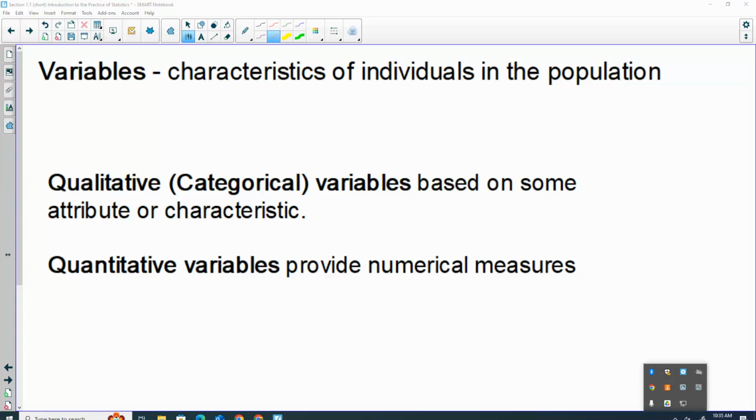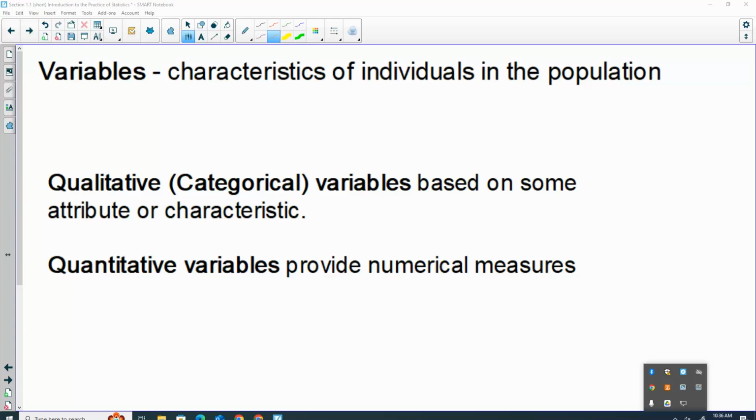Okay. So variable, that's basically what we're collecting information about. It's just some characteristic. And it can be one of two different types, qualitative or quantitative. And it's very easy to determine. If it's dealing with a number, it's most likely quantitative. If it's dealing with some other attribute, it's probably qualitative.